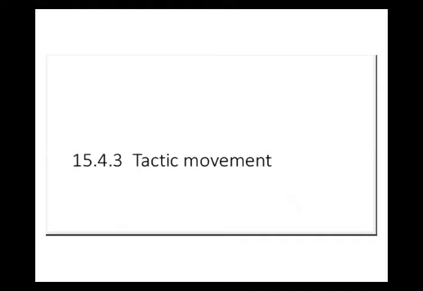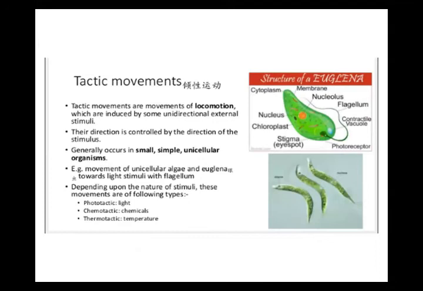This is another type of movement the plants show. This type of movement is shown by small plants. Tactic movement is the movement of locomotion. In this movement, the whole plant moves from one place to another, and it also has three types: phototactic, chemotactic and thermotactic.